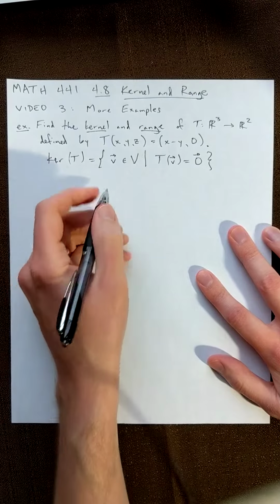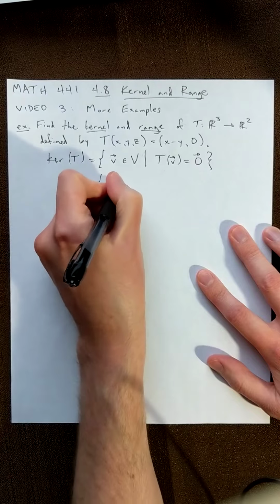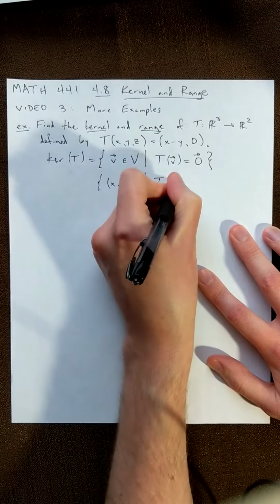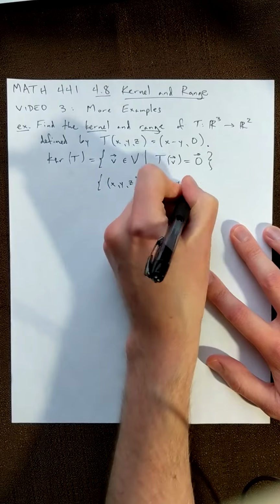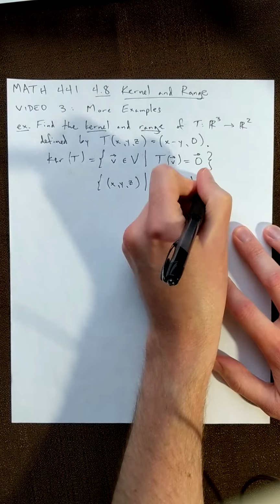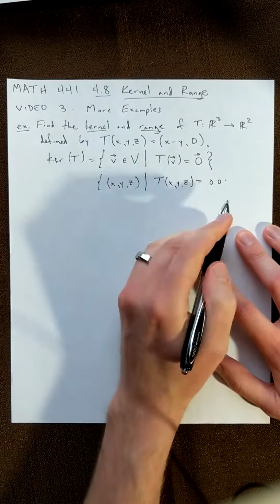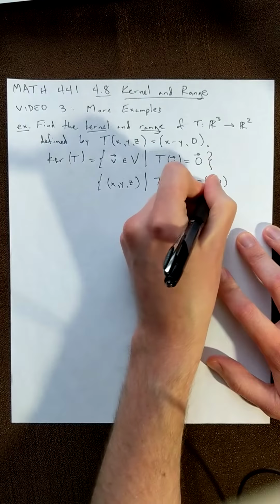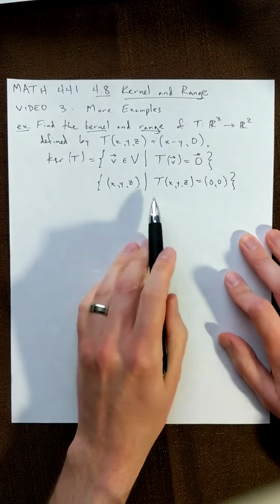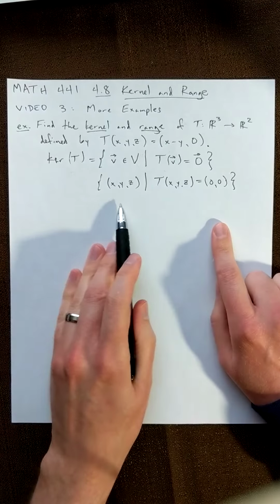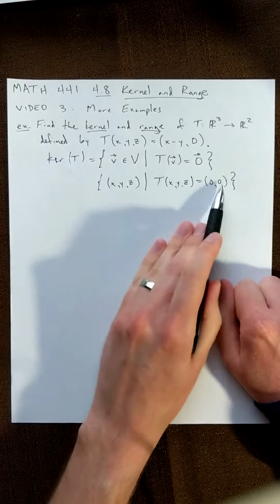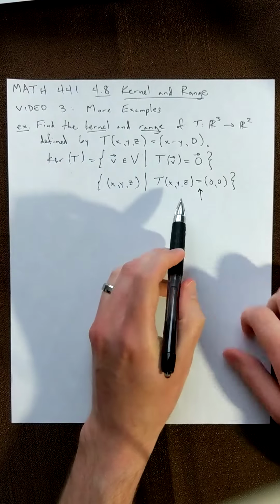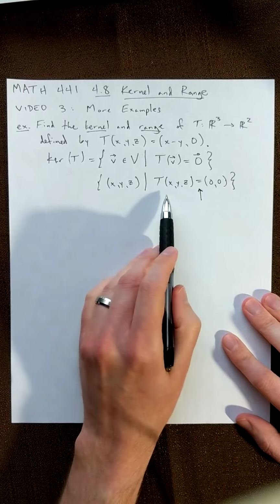Okay, so that means we're looking at a set of vectors x, y, z, where T of x, y, z is equal to the 0 vector. Our outputs have to be in R2, so I guess it'll be 0, 0. Anyway, I'm getting annoyed at looking at this set notation. Let's think about this as an equation we're trying to solve and see if we can come up with some restrictions on what x, y, and z have to be in order for this to happen.